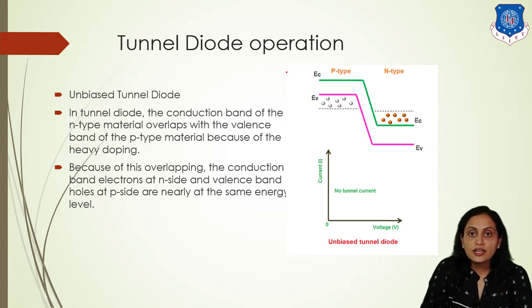Now the tunnel diode operation is shown, and in this we will see the carrier movement and how the current will flow as we apply voltage. First we look at the unbiased tunnel diode.